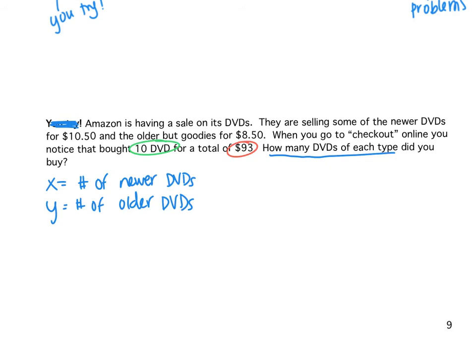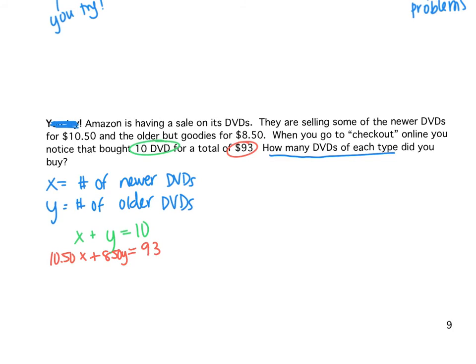For the number of DVDs, I bought x new DVDs, y old DVDs, total, that gives me 10. And now I'm ready to write my second equation for money. So I've spent a total of $93. Those newer DVDs cost $10.50, so $10.50x is the amount of money I spent on the new DVDs. And then those oldies but goodies, I spent $8.50 each. So that's $8.50y. Now I'm ready to solve.